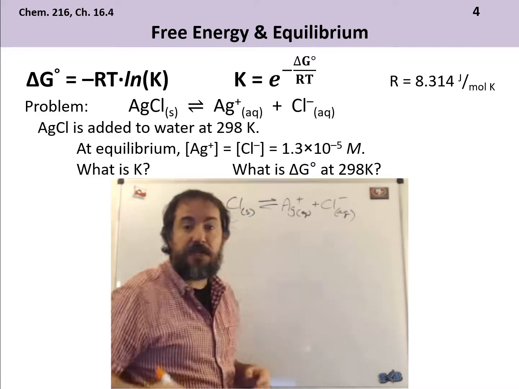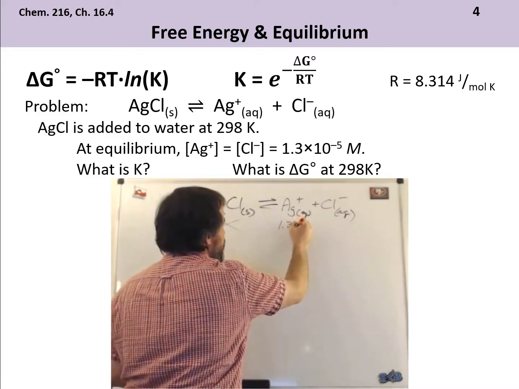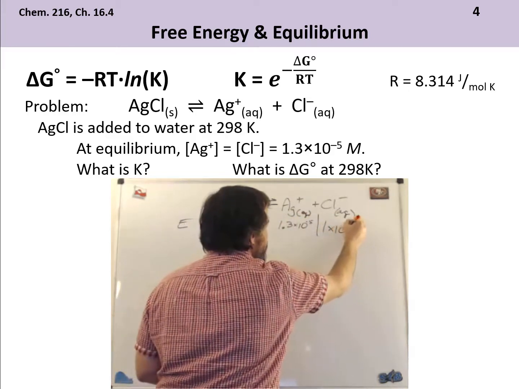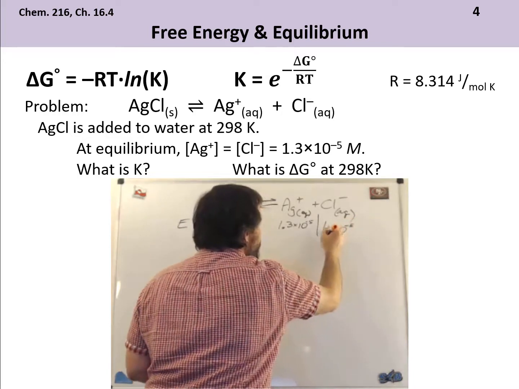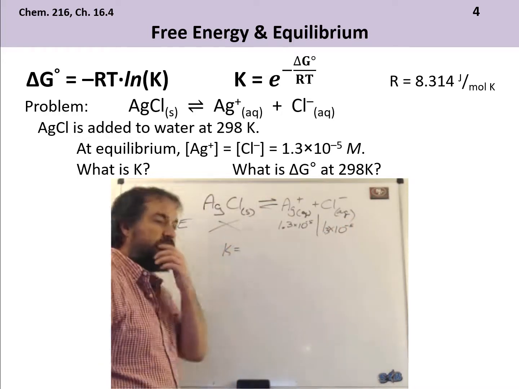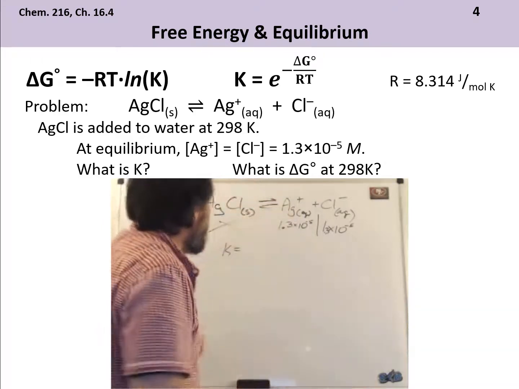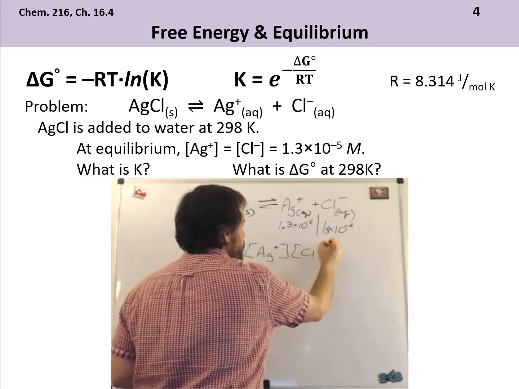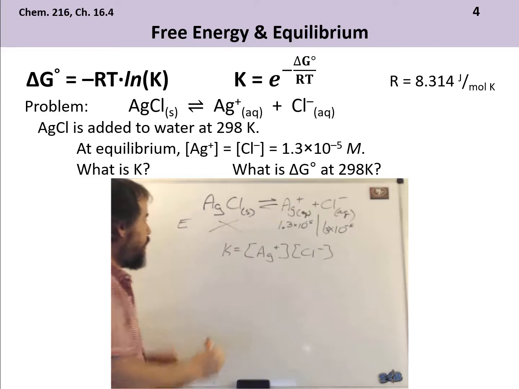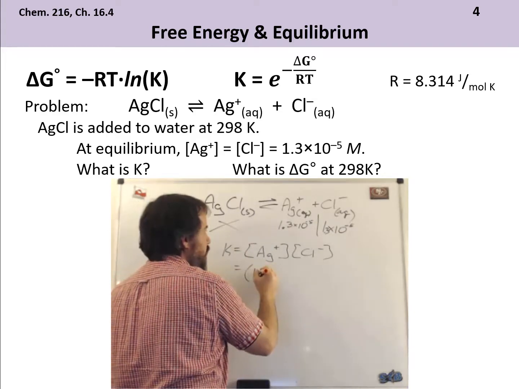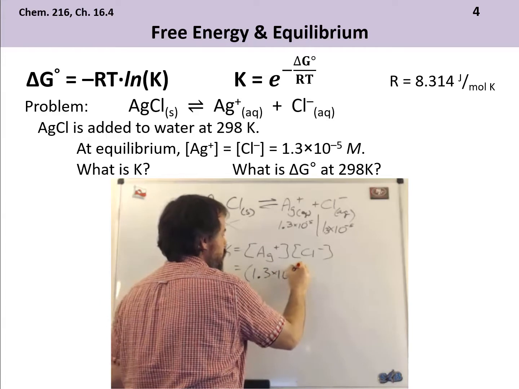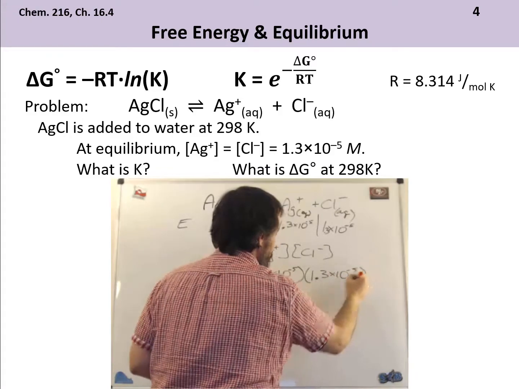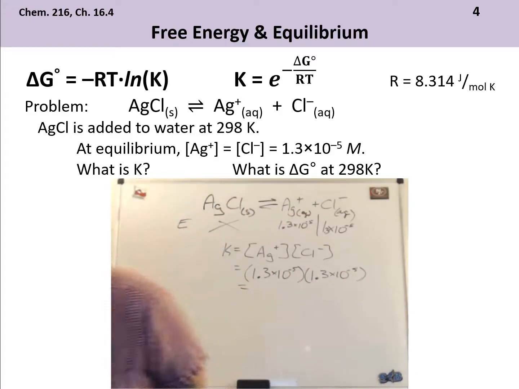We're given that Ag+ is 1.3 times 10 to the minus 5. And this is also 1.3 times 10 to the minus 5. So if I want to find K, I can just use my equation for K. So K is going to be Ag+ times Cl-. All right, so I can plug in those two values. And I will get my value for K.